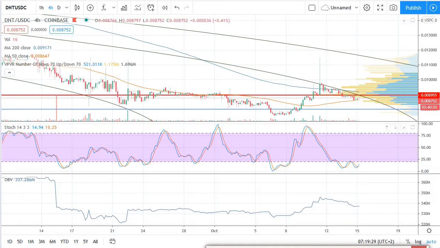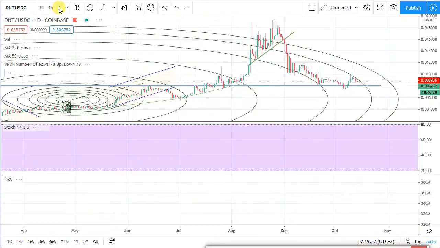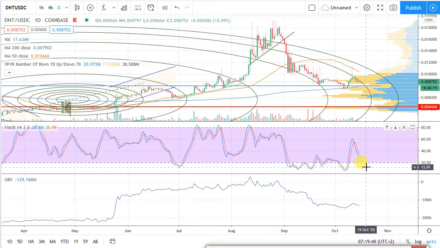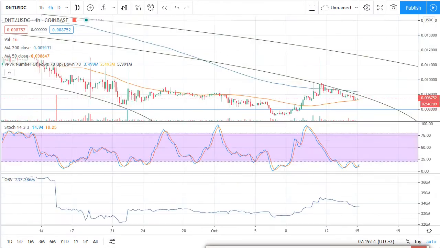Stochastic bottomed out on the 4 hour, but where's it at on the 1 day? Not looking good. At least it's already peaked and it's headed downward. So maybe there's not such a low point coming up for DNT as what we see with everything else, because it's already looking like it's closer to getting to the bottom point of a cycle. All right, let's just keep it moving.